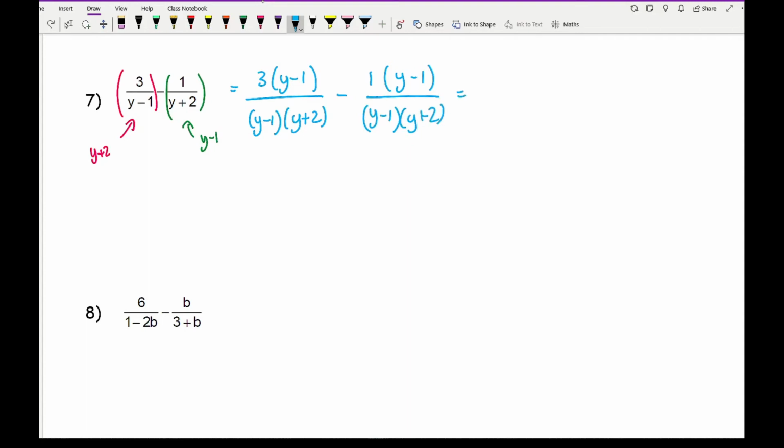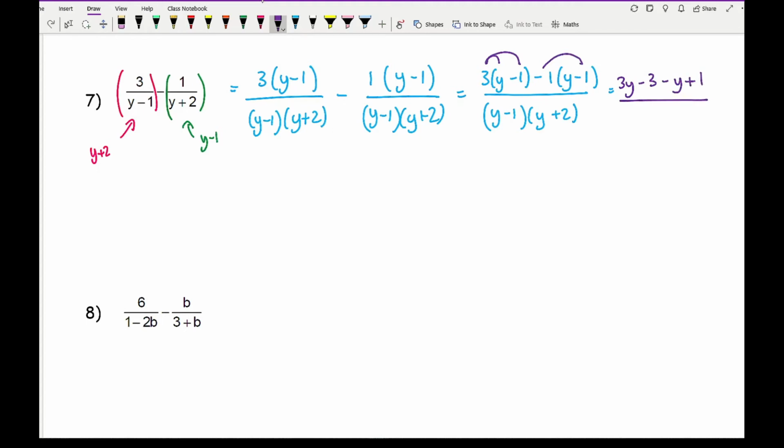Again, adding the numerators together, I've got 3 bracket y minus 1 minus 1 bracket y minus 1 over y minus 1, y plus 2. Again, leave the denominators factorised in brackets, but I'm going to expand the top. And you just need to be careful of the minuses when you are subtracting these two fractions. So here I've got 3 times y, which is 3y, minus 3, minus 1y, and then minus 1 times minus 1 gives me plus 1. And I've still got y minus 1, y plus 2.